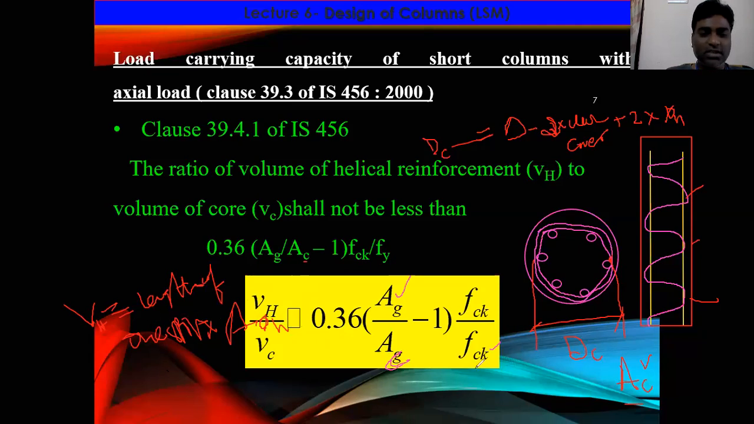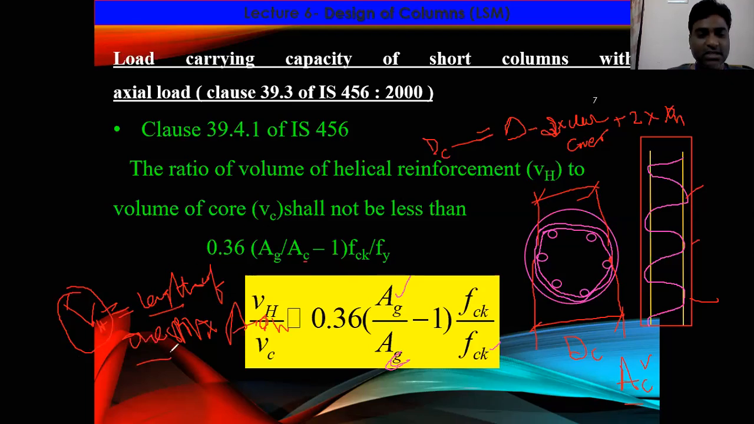So the length of one spiral is nothing but pi into d, right? But you need to take center to center for calculation of the length of the spiral. This is very important. You should remember it. While calculating V of H, you need to calculate the length of one spiral into the area of the helical reinforcement. You will get the volume of helical reinforcement.